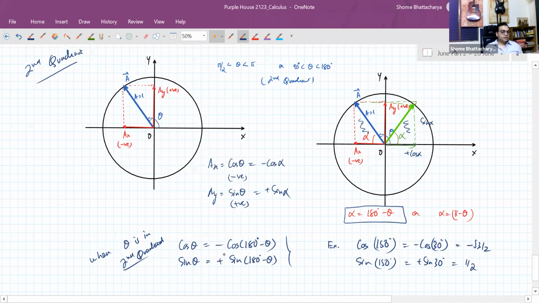So that is how we come to the conclusion that cos theta is minus of cos alpha, because the x components are in opposite direction, whereas sine theta is the same thing as sine alpha because the y components are in the same direction. So that's how we develop this formula for theta in the second quadrant, that cos of theta is minus cos of 180 minus theta, whereas sine theta is positive of sine of 180 minus theta.